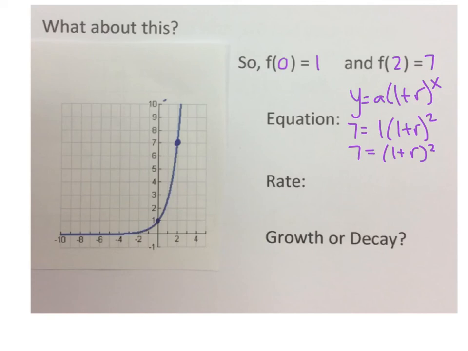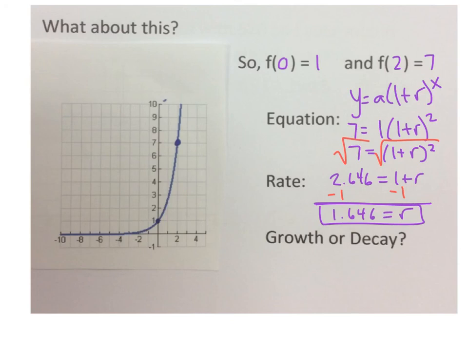But we need to square root this time, just a regular old square root. And we're going to get 2.646 equals 1 plus r. And we're going to subtract 1 from both sides. We're going to get 1.646 equals r.